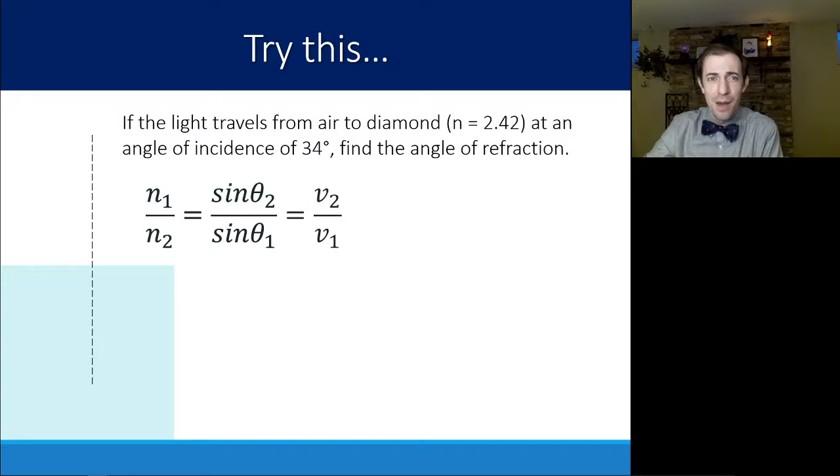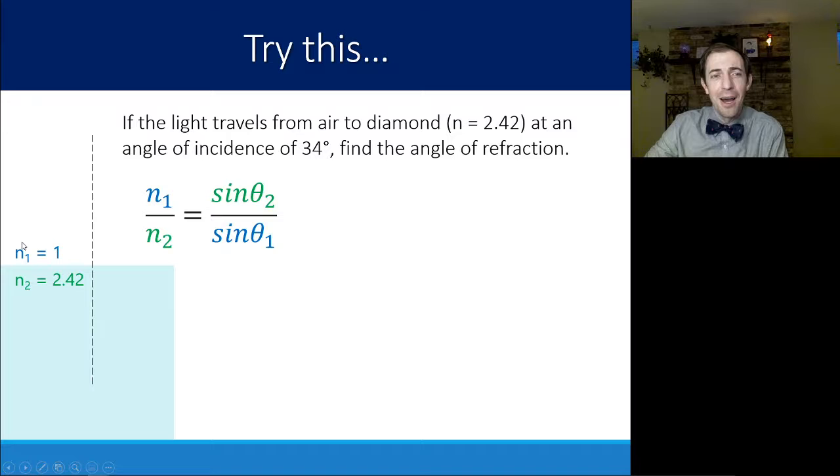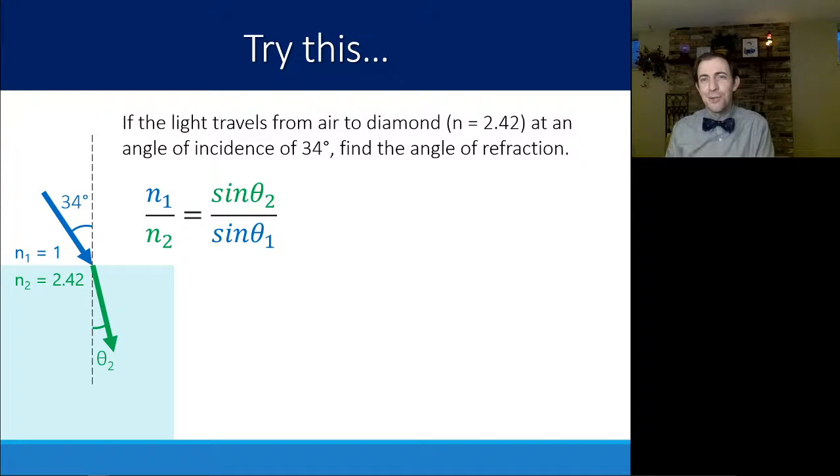So let's try another problem. If the light travels from air to diamond, which has an n value of 2.42, at an angle of incidence of 34 degrees, find the angle of refraction. Same thing as before. We're going to use Snell's law as part of the equation. Here is our n value, and here are our angles. So go ahead and pause to try to calculate what that theta 2 should be.